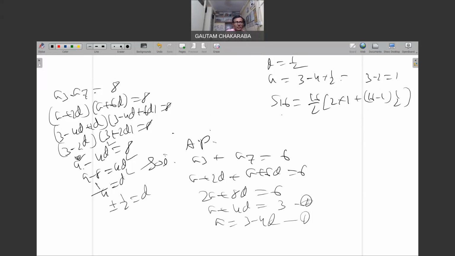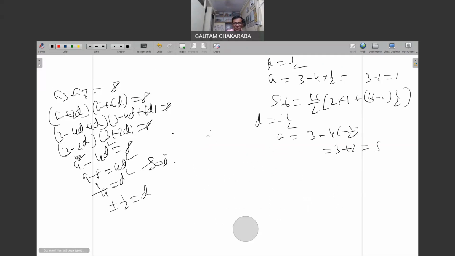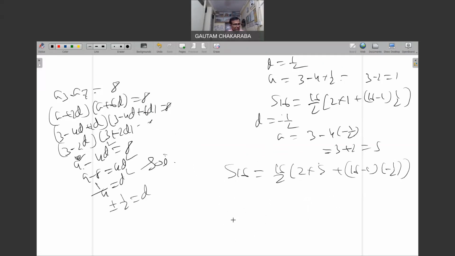Okay. Now the second case is when D is equal to minus half, so A is equal to 3 minus 4, putting in minus half. So 3 plus 2 is 5. A is 5. Now after that you find the sum of 16 terms. So 16 by 2 into 2 into A, A is 5, plus 16 minus 1 into D, D is minus half. Okay, so this is the answer.